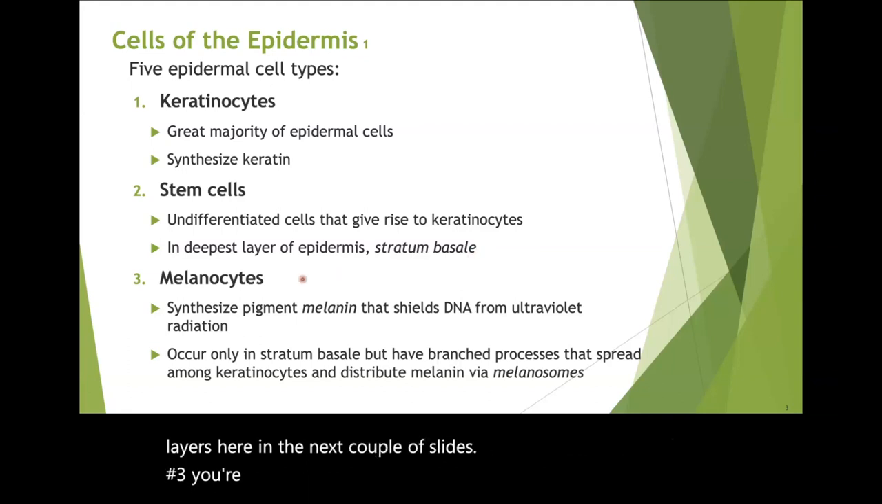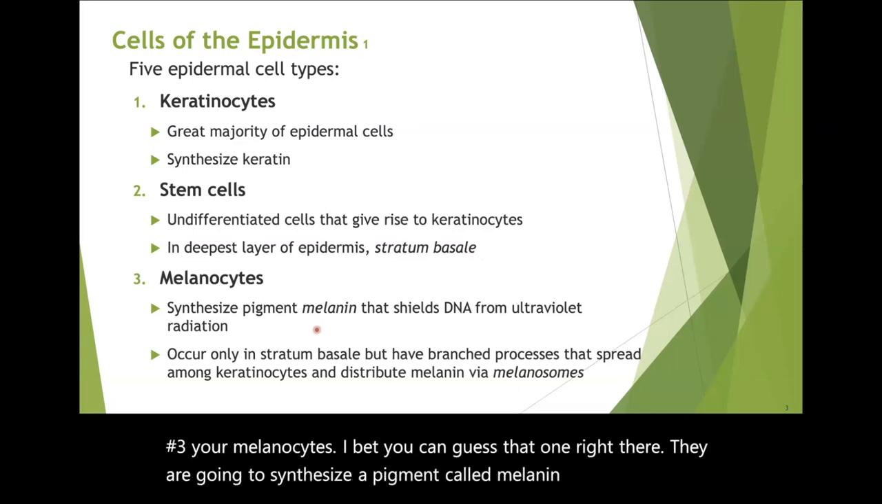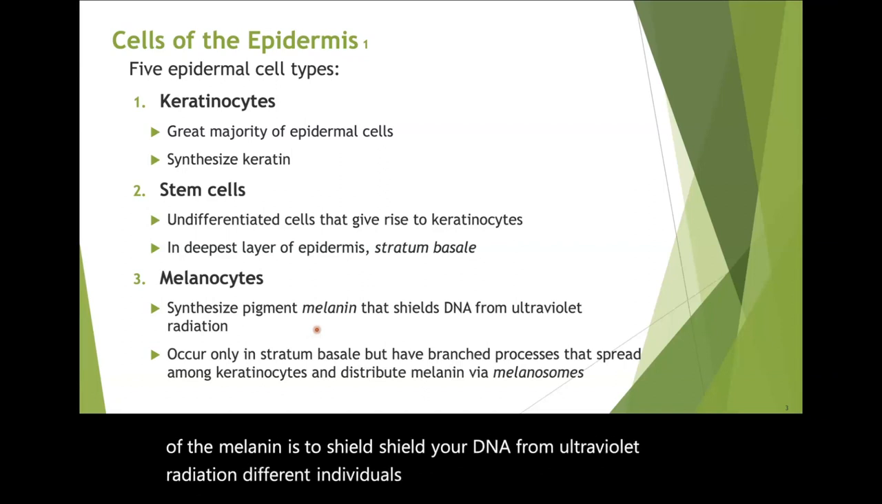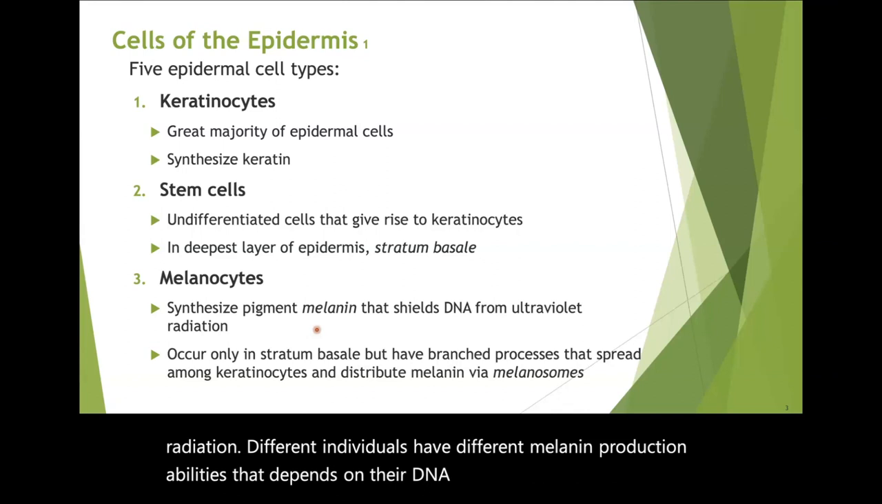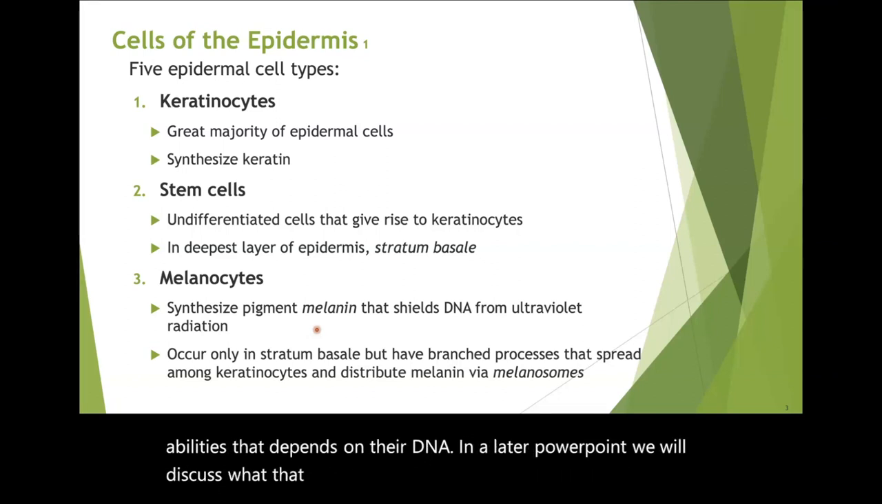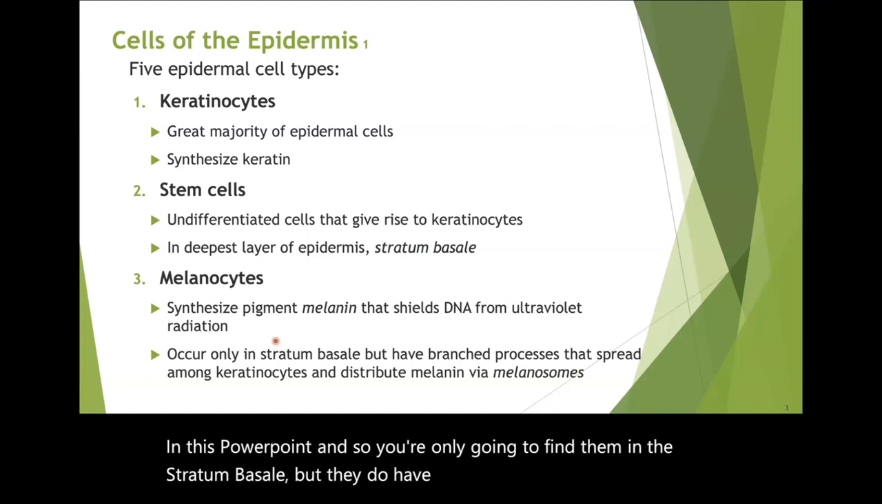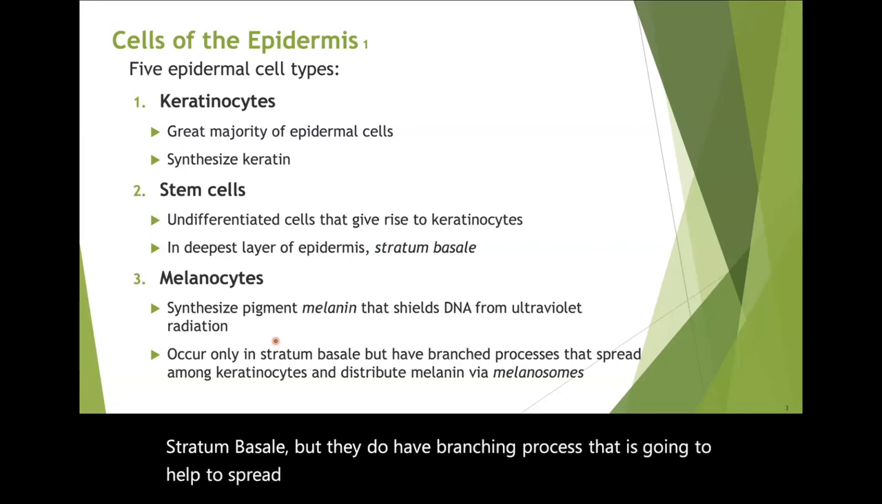Number three, your melanocytes. I bet you can guess that one. They are going to synthesize a pigment called melanin. And the purpose of the melanin is to shield your DNA from ultraviolet radiation. Different individuals have different melanin production abilities. That depends on their DNA. In a later PowerPoint, we will discuss what that looks like. We're just going to go ahead and learn about the cells in this PowerPoint. You're only going to find them in the stratum basale, but they do have branching processes that help to spread the melanin among the keratinocytes. And so it is distributed via something called melanosomes.